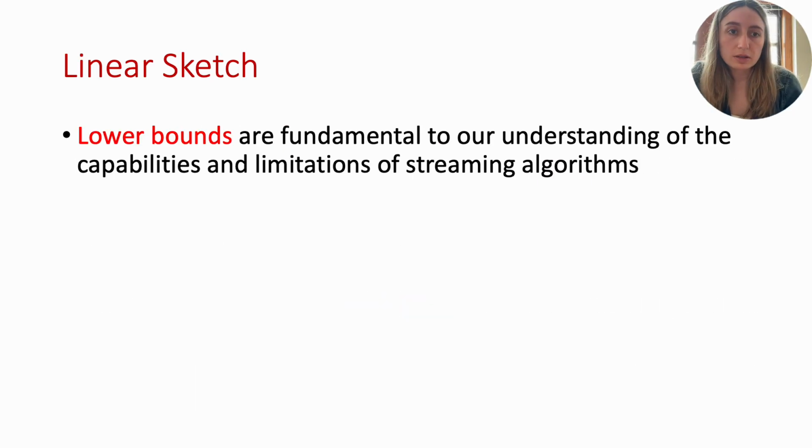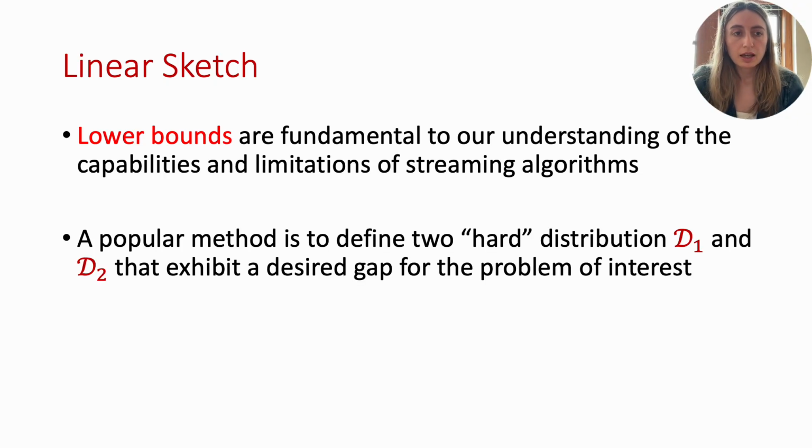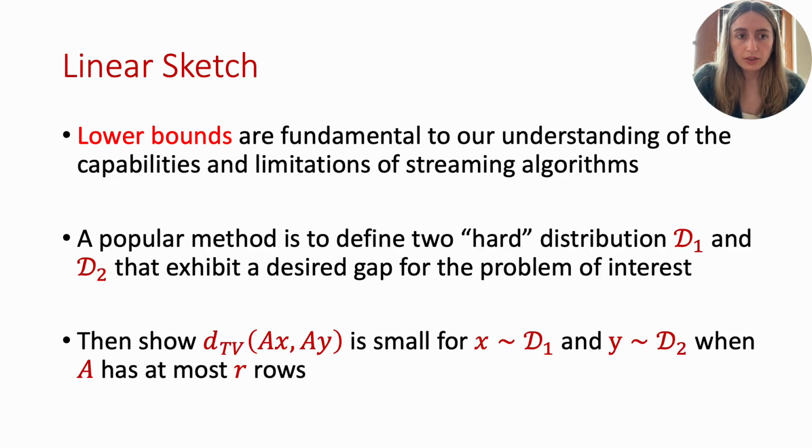Now, lower bounds are fundamental to our understanding of capabilities and limitations of streaming algorithms. And a very popular method to prove such lower bounds is to define two hard distributions, D1 and D2, that have a large gap for some problem of interest. And then we show that the total variation distance between Ax and Ay is small when I sample x from D1 and y from D2, when the matrix A has at most r rows. So this allows us to conclude an Omega of r lower bound for the dimension.